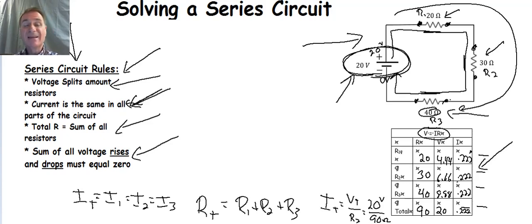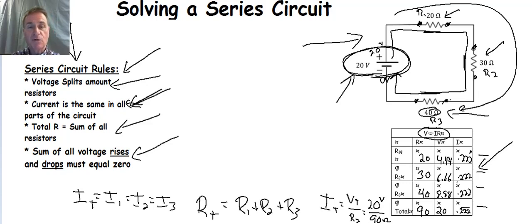Now, is it going to equal 20 volts exactly? No. The reason being that we have truncated the 0.222. We've rounded it to just 0.222, right? And so I've got some rounding factor in here. So I'm not going to get exactly 20 volts, but I should get 19.9 something volts. It should come very close to our total voltage.